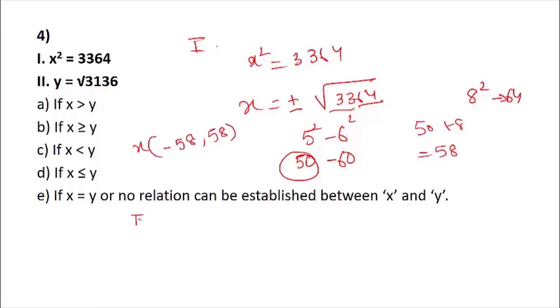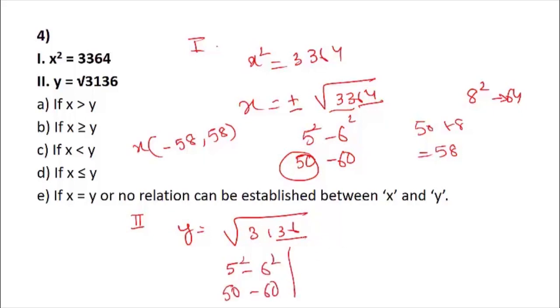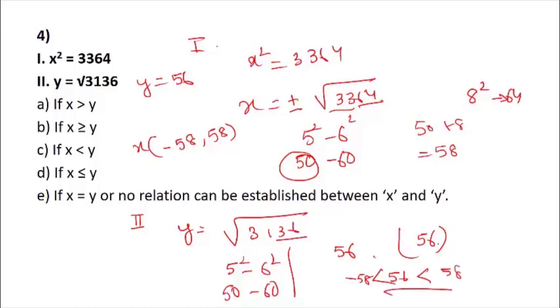Okay, so let us take question number 2, Roman number 2, y is equal to square root of 3136. Let us see how we could apply that method which I taught you here. So this will be between 5 square, 25 and 6 square, multiplied by 10, 50 and 60. Now 6 square is 36, that would be 56. Okay, so the value of y would be 56. We have just one value. So what you can do here is, you cannot say exactly. If you see, 56 lies between minus 58 and 58, it is greater than minus 58 but it is less than 58. So relation cannot be determined. You could say that it is E.